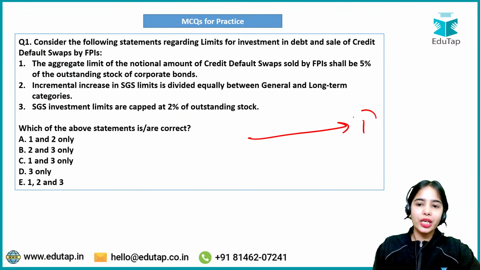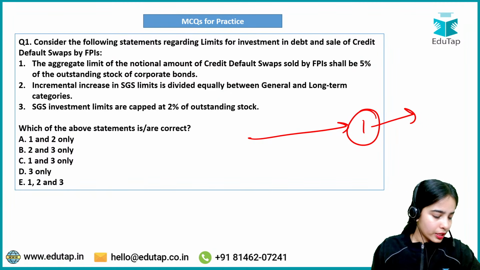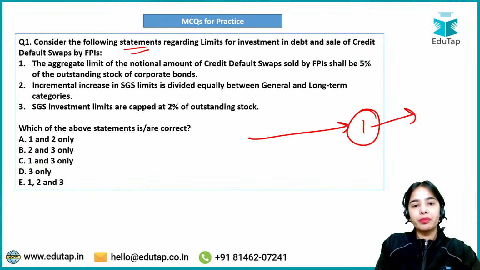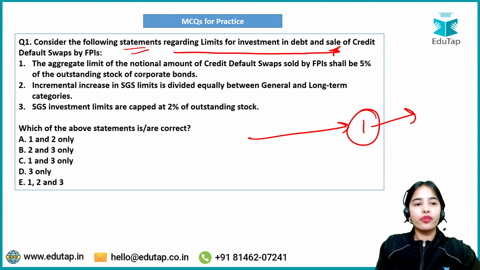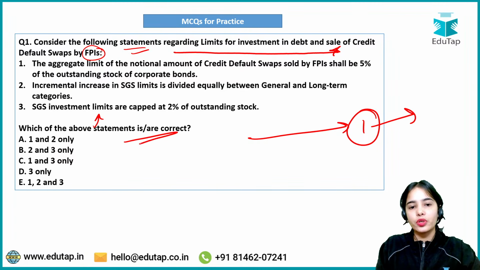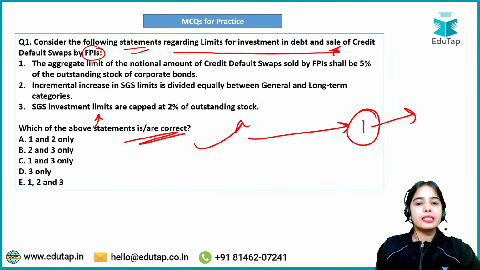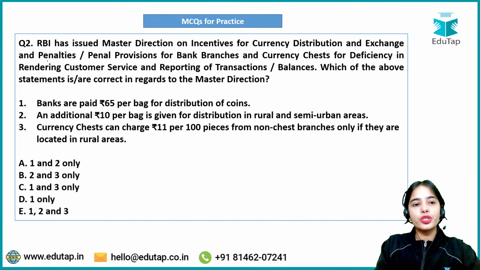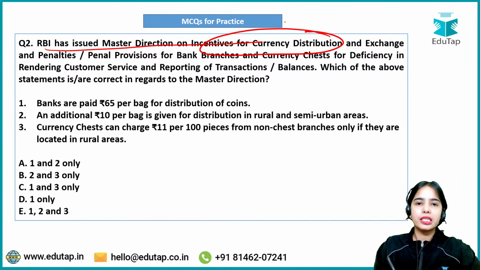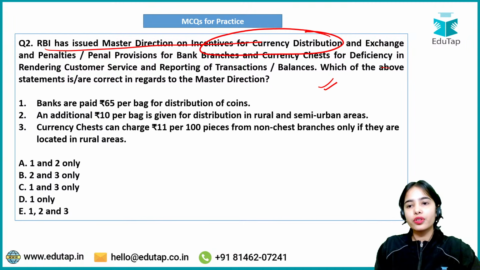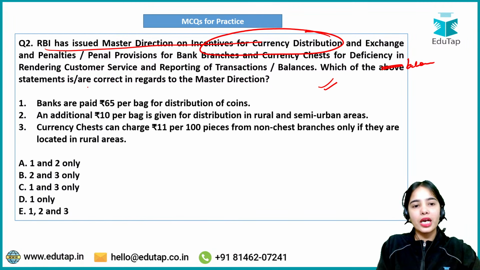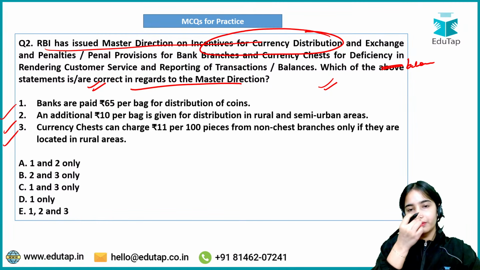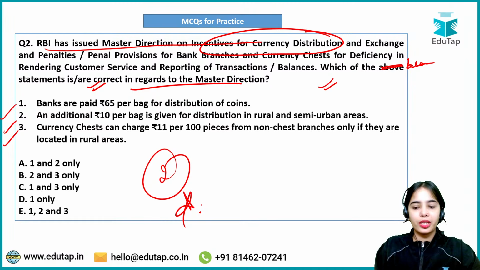Now this is the first question. I hope you will be easily able to answer it. Consider the following statements regarding limits for investment in debt and sale of credit default swaps by FPIs. Which of the above statements is or are correct, you have to inform. Now coming to the second question: RBI has issued a master direction on the incentives for currency distribution. We have discussed the scheme for incentives. According to that, which of the below statements is or are correct in regard to the master direction? So try to answer these questions. Okay, so this is it for today.